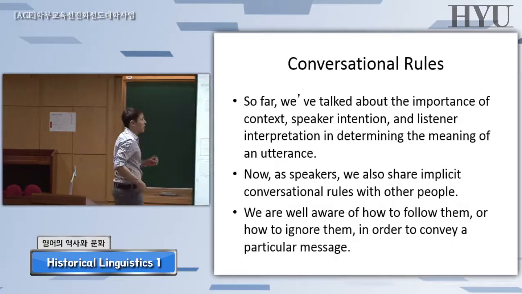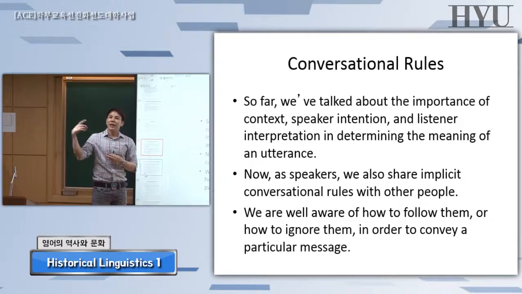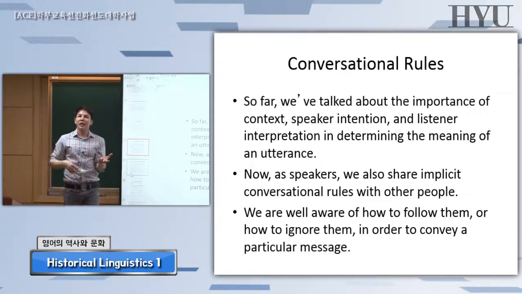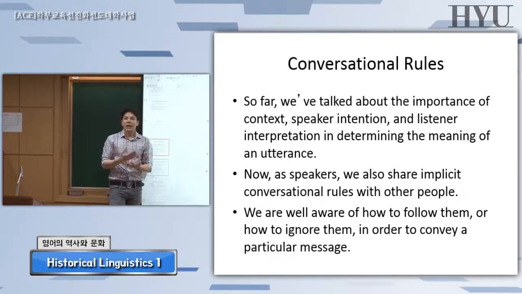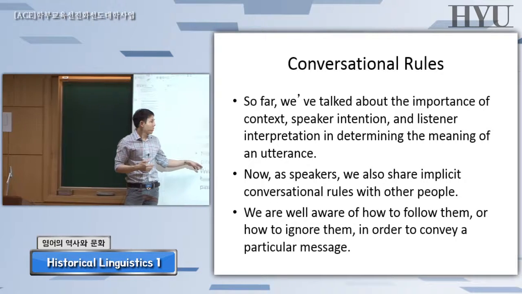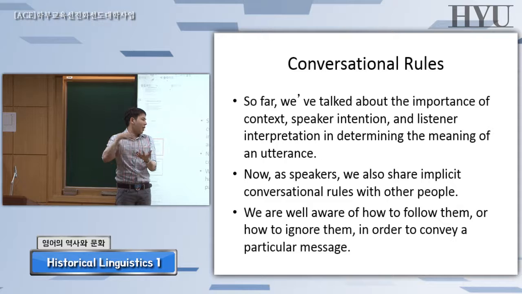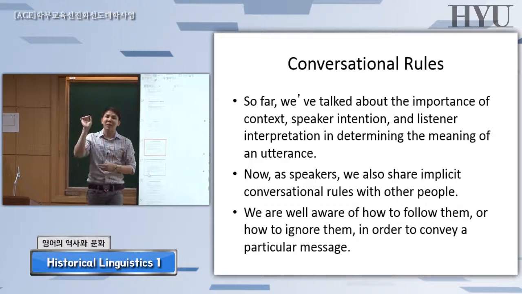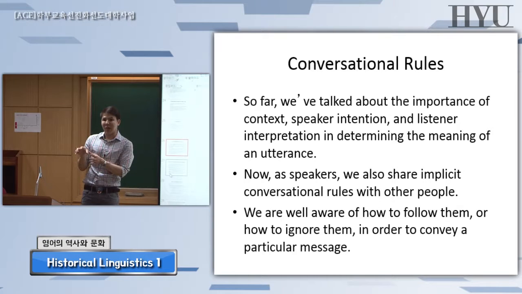Now, the last thing that we will finish in perhaps 20 minutes is what we call conversational rules, okay? So this is a different type of meaning than entailment. So we have talked about the importance of context, and speaker intention, that's where you have the locutionary and illocutionary. Now, when we go about interacting with people in real life, it is said that we share implicit conversational rules with people. Implicit here meaning that these rules are not written down, but we all share that as cultural subjects in that particular society. And we are well aware of how to follow these implicit rules or how to ignore them in certain cases, in order to convey a particular implied message.